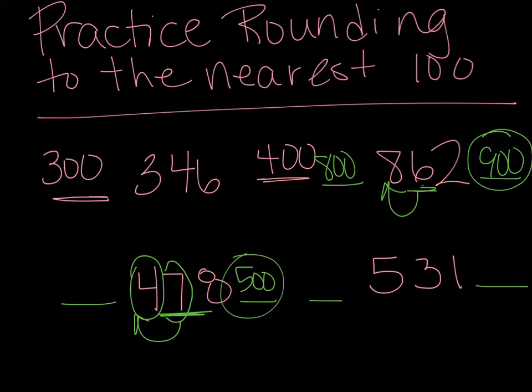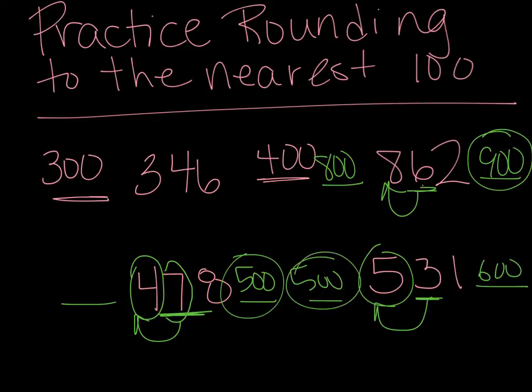Here's 531. Underline and circle. This bosses. The 3 tells me that I'm going to stay the same. So I'm either going to be 500 or 600, so the correct answer is 500. Hopefully you got all those right. Again, if you didn't, you can rewatch the first video or ask your parents for some more examples. You can always ask me for help at school too. We'll be doing lots of examples there also.